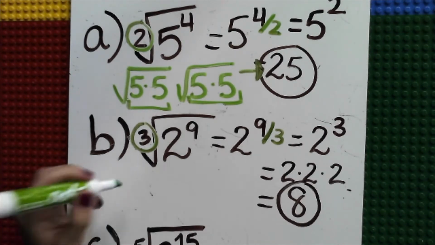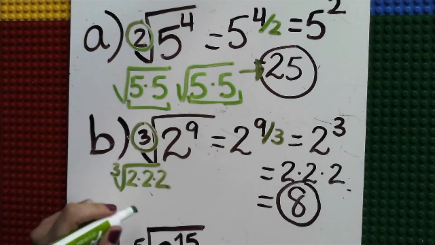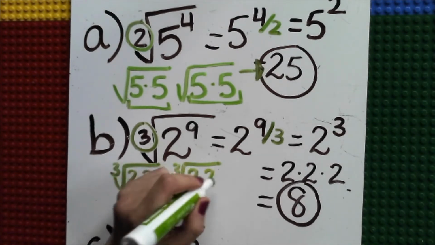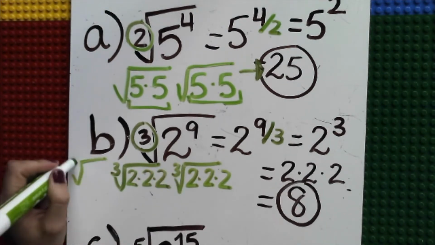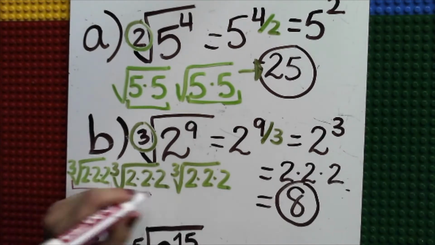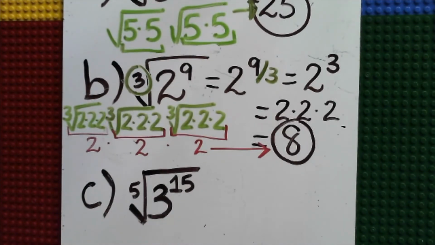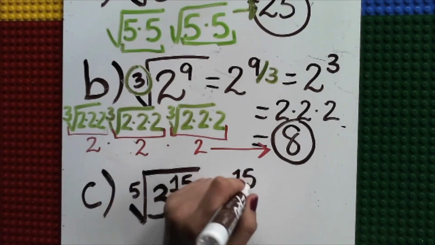You can also write 2 times itself 9 times, making groups of 3 since the index is 3. 2 times 2 times 2, 2 times 2 times 2, and 2 times 2 times 2. I have created 3 groups of 3 2's each, therefore I am going to say 2 times 2 times 2, which is 8.